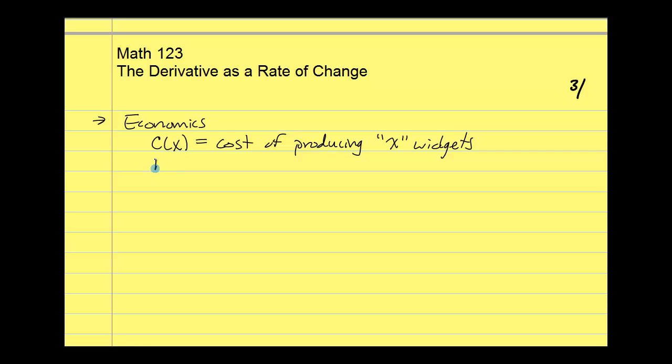Then we start talking about things like marginal cost. Well, when you talk about margins in economics, usually it has something to do with a derivative. So marginal cost is the derivative of the cost function, or the cost of production. And basically it's a rate of change of cost with respect to level of production.